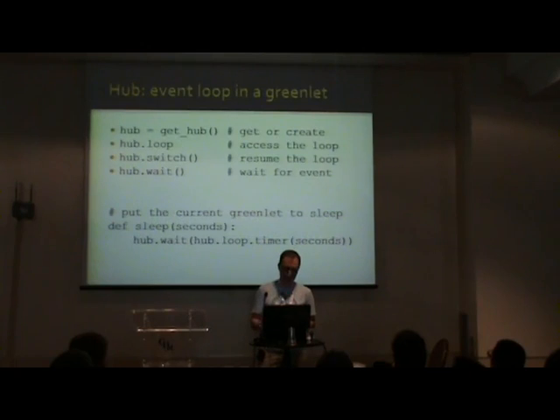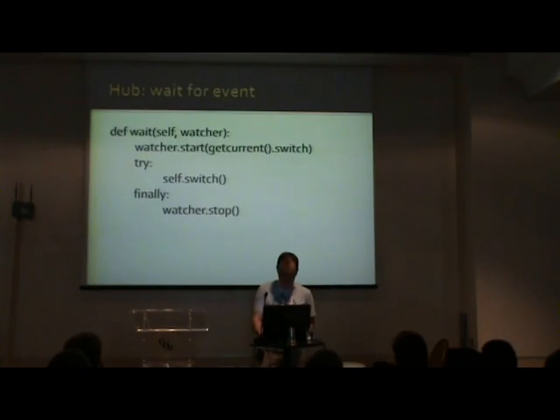The interesting method that the hub has is wait. Wait is a method that you pass a watcher to, and then it switches out the current greenlet until that watcher has fired. For example, if you want to implement cooperative sleep, you just create a timer initialized with a number of seconds, call wait, and that gives you cooperative sleep. It makes the current greenlet sleep for this number of seconds. The wait implementation is also very simple. Just switch to the hub, but before you do that, establish a callback to switch back.